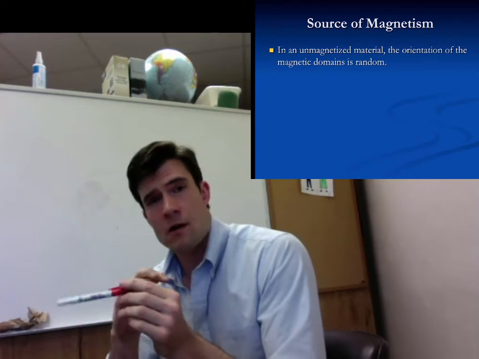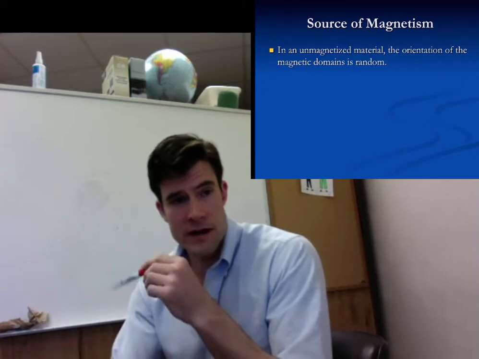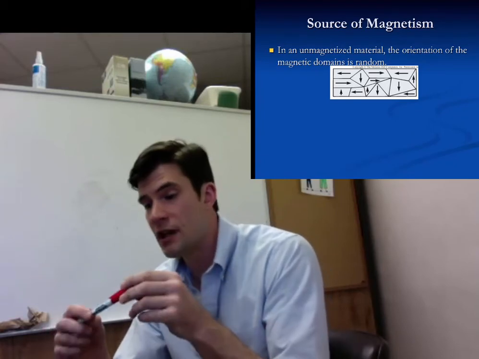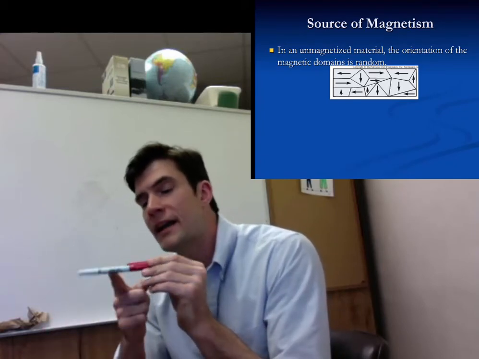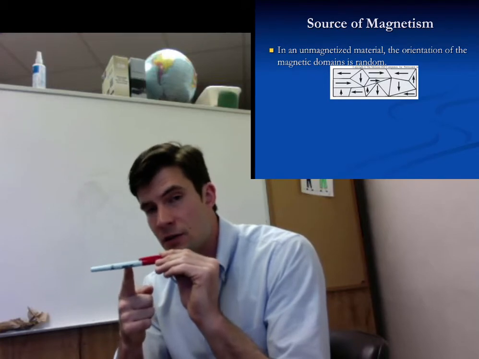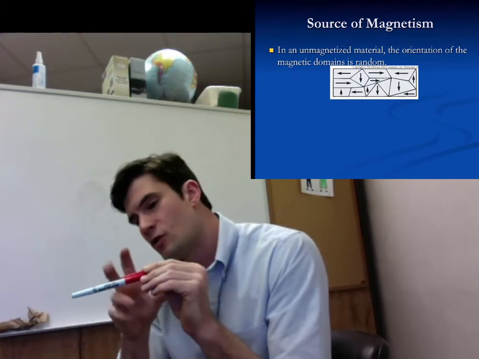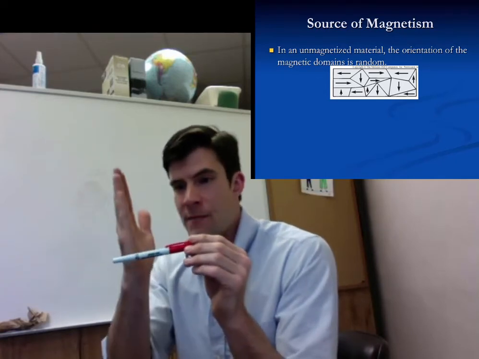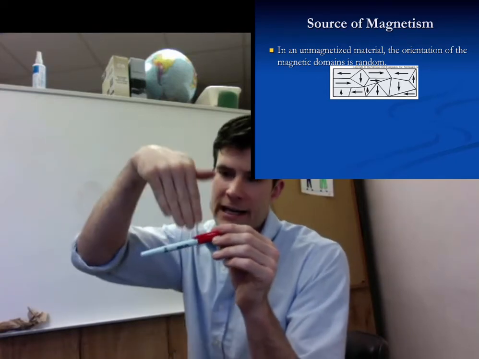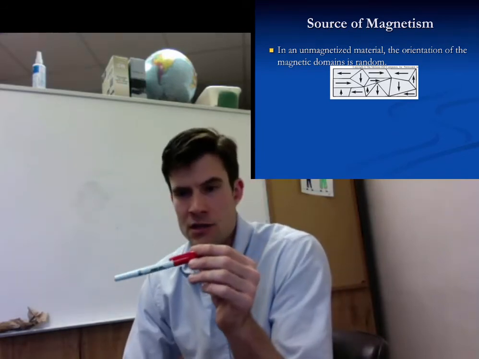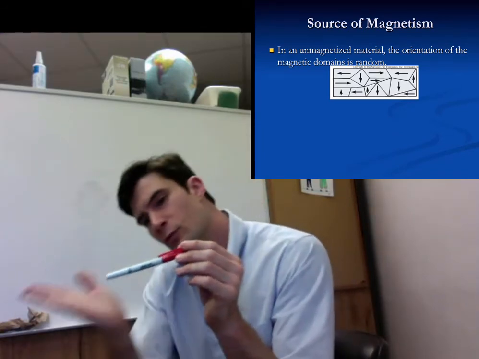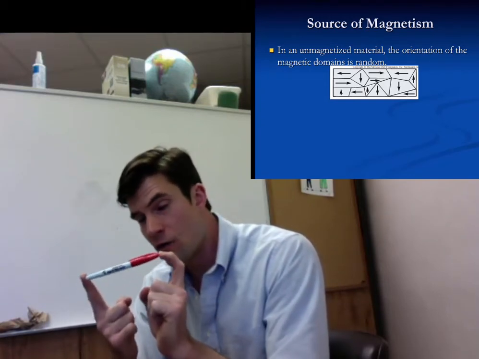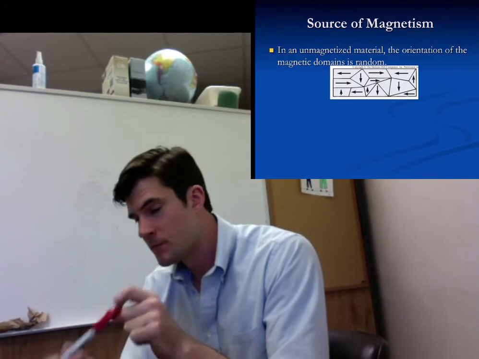The magnetic domains are completely random. The orientation is random, so some will be pointing up, some down, some to the left, some to the right. So there are magnetic fields in this material, but because they're all jumbled up, they end up canceling each other out. For every magnetic field pointing up, there's another pointing down, and for every one pointing right, there's another pointing left. The end result is there is no overall magnetic field for this pen.